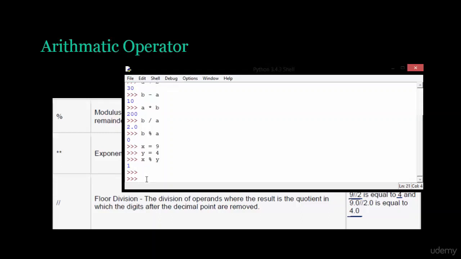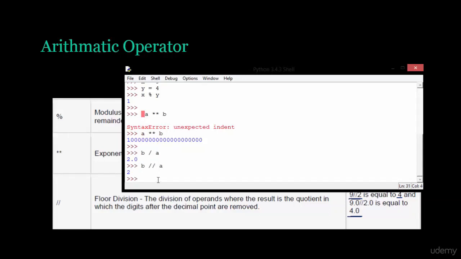Okay, the exponent. If I type A exponent B, sorry, we do not have to keep a space here. A exponent B will give us this number. And the floor division, if I type B divided by A, this will give us 2.0. If I type B floor division A, this will give us 2. The previous one is 2.0, which gives us a float number.